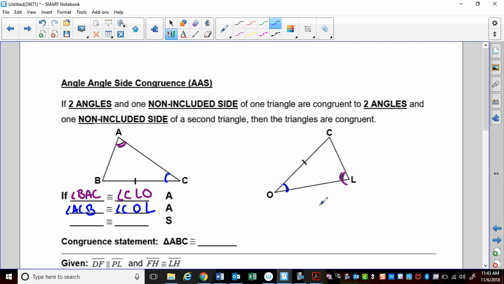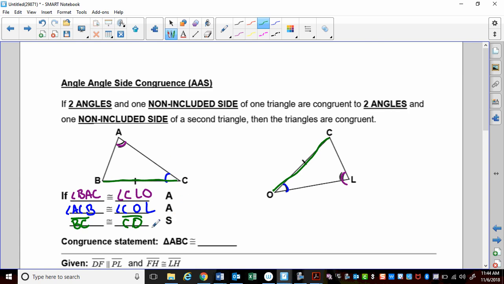And then, so angle, angle, the very next side. We have this side, BC, is congruent to this side, CO. So this one would be angle, angle, side.